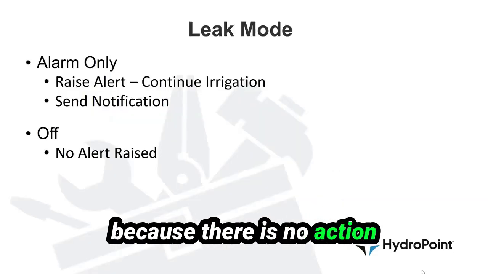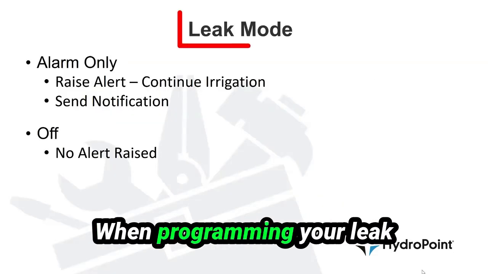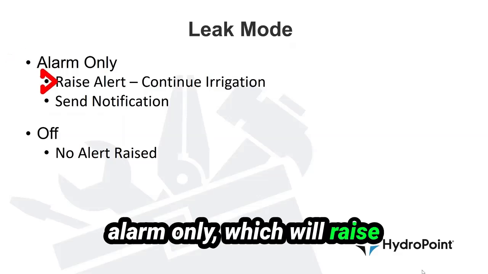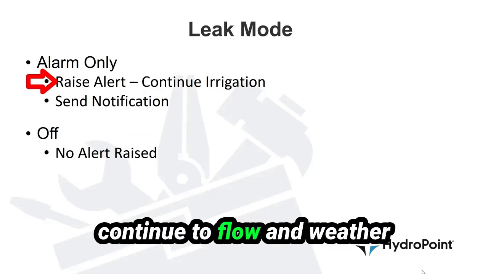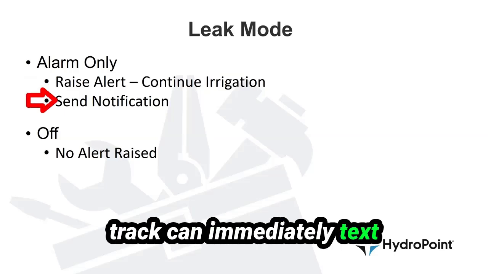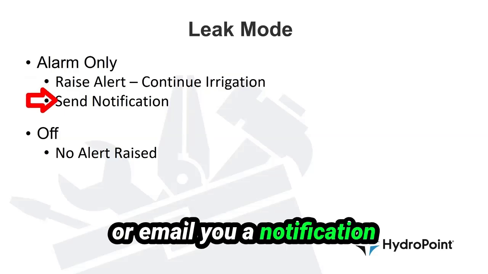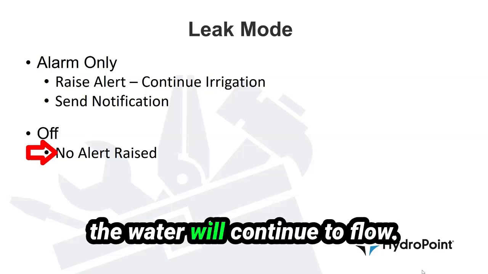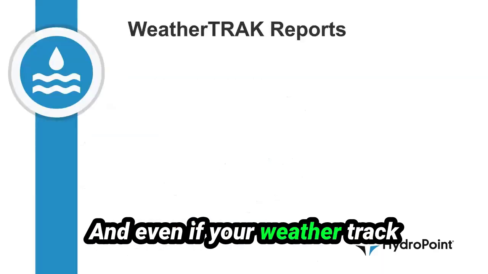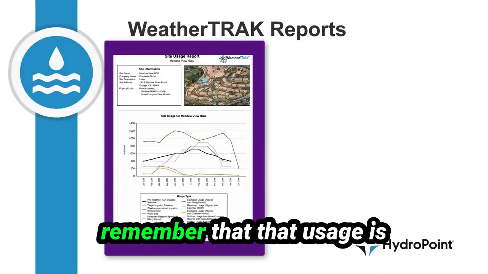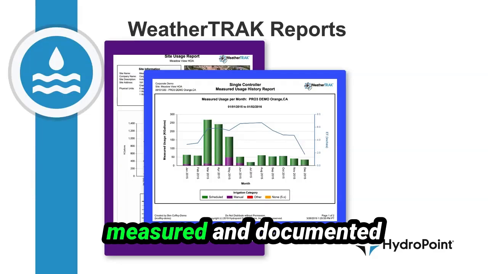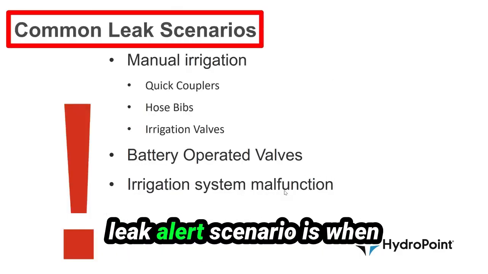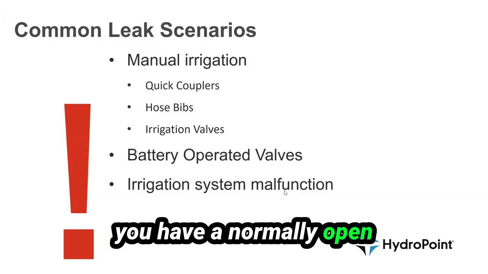Because there is no action associated with a leak alert, when programming your leak mode, you can either select alarm only, which will raise the alert, but the water will continue to flow, and WeatherTrack can immediately text or email you a notification. Or you can select off, which won't raise the alert and the water will continue to flow. And even if your WeatherTrack leak alerts are turned off, remember that usage is measured and documented in the WeatherTrack reports.